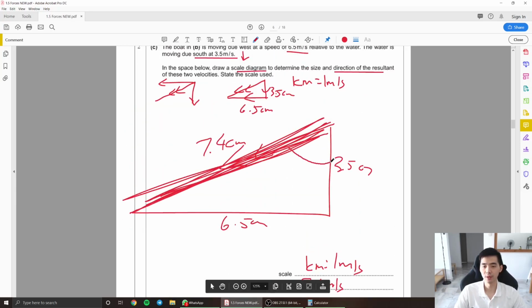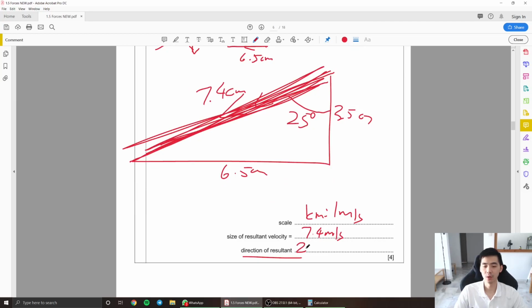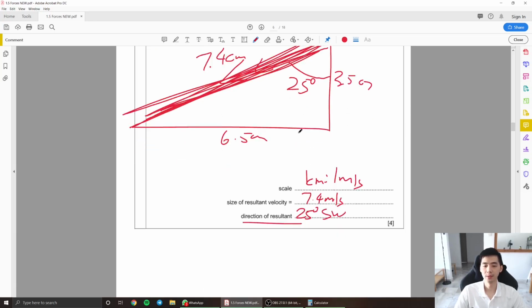you have to measure what this angle is. Let's say, for example, here it is 25 degrees, right? You can mention that it is 25 degrees in the southwest direction. 25 degrees towards the southwest direction. Okay, do your own drawing here, guys.